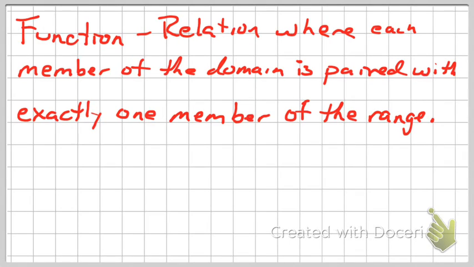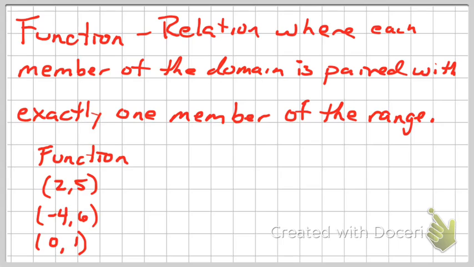Definition of a function is a relation where each member of the domain is paired with exactly one member of the range. So that means that if you have a set of points, all of the x coordinates have to be different.